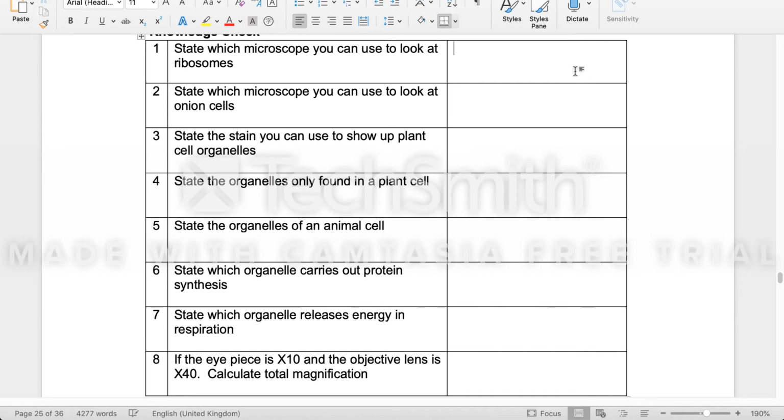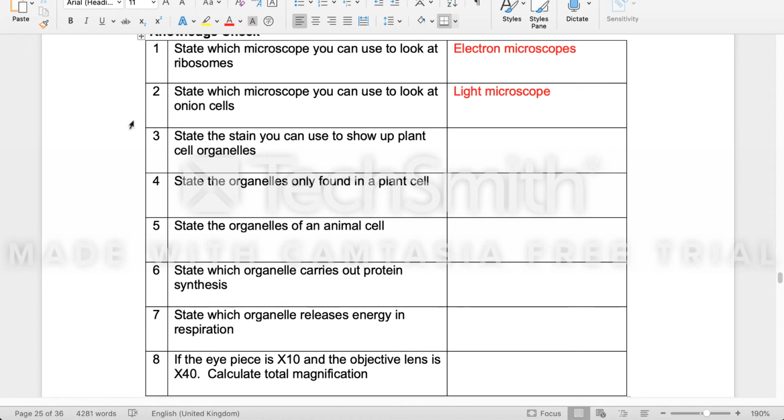Perfect. So let's get through these as fast as possible. That way you're not too stuck on these ones, and I want to spend more time on the actual lesson itself. So number 1. Which microscope would you use to look at ribosomes? Ribosomes are extremely small, which means that we have to use electron microscopes. And which microscope can you use to look at onion cells? Onion cells are plant cells, and for those plant cells, we don't really need anything more than a light microscope. And this is what we would have done if we had a practical or if we were actually in school.